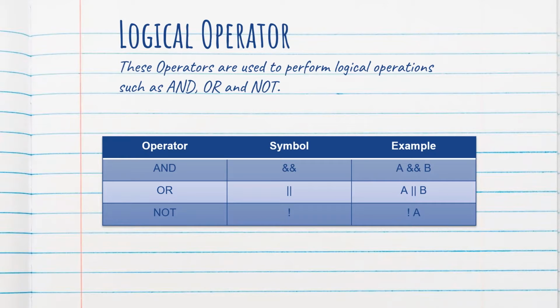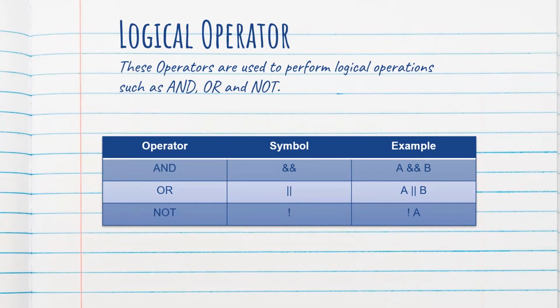The first operator, AND, evaluates two operands and returns true if both the operands are true, and it returns false if one of the operands is false. Similarly, OR operator is also a binary operator which operates on two operands and returns false if both the operands are false, and it will return true if either one of the operands is true.